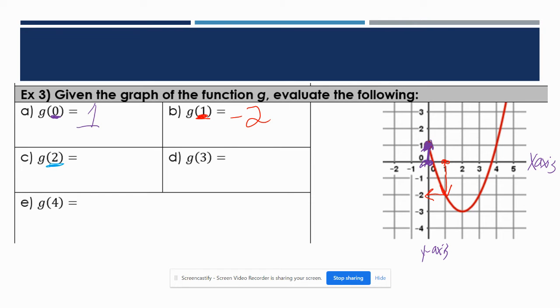Find your 2. Here's 2. Find where it matches on the graph. It matches right here on the graph. What y value is it? Well, it's right there at -3.